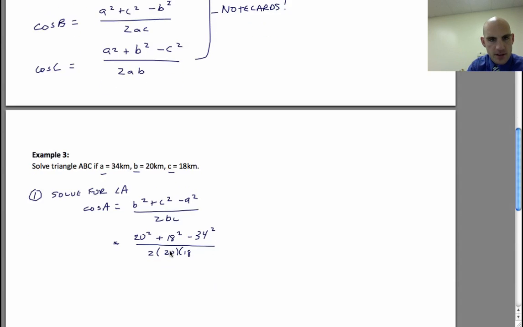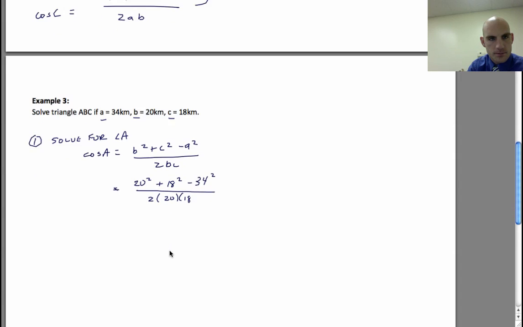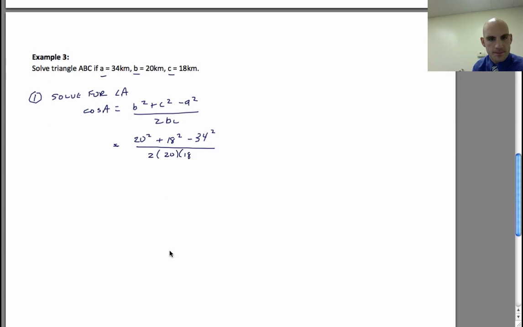If I simplify this, and I've got some space to do so, I'm going to come down just a little bit. If I simplify this, I end up with all of this on top divided by all of this on the bottom gives me the cosine of A is equal to 0.6, and it's negative. And so I'm going to do the inverse cosine of negative 0.6 is equal to 127 degrees.